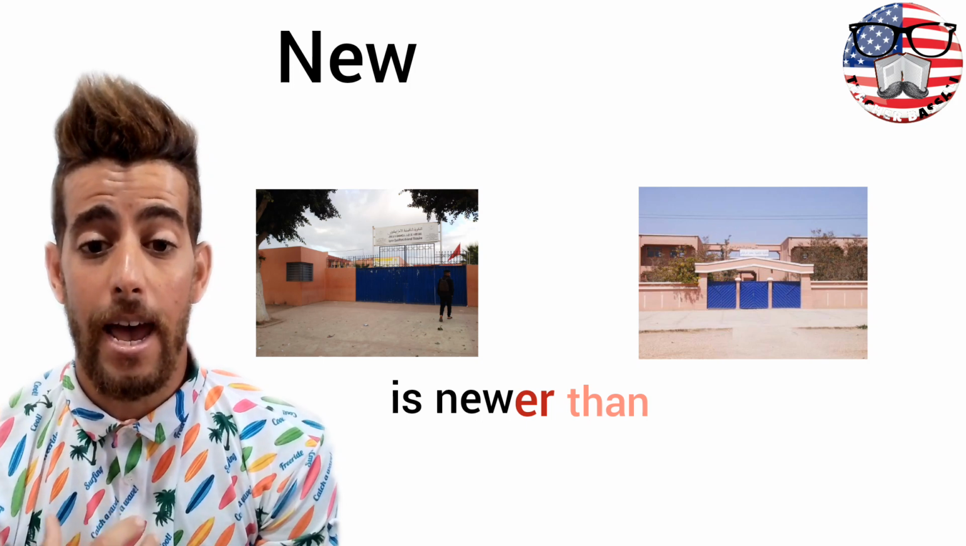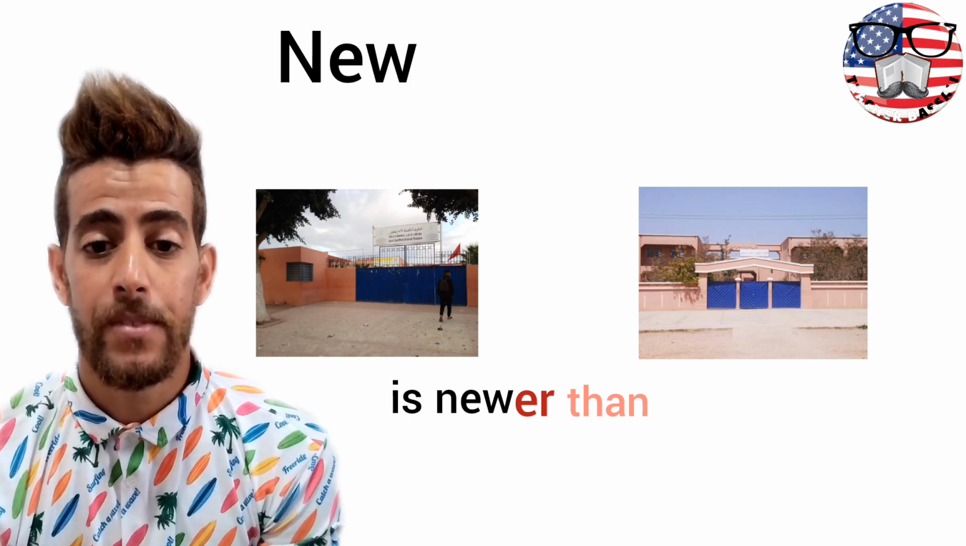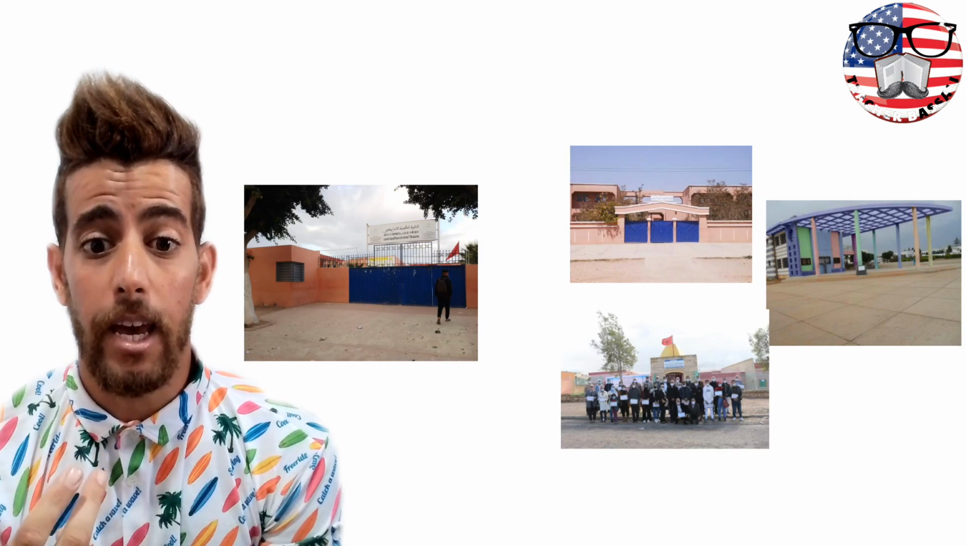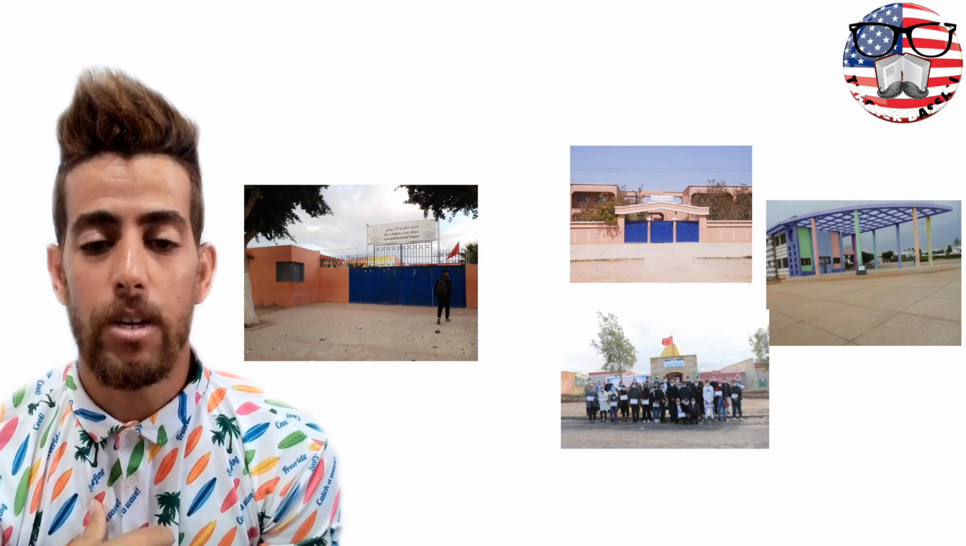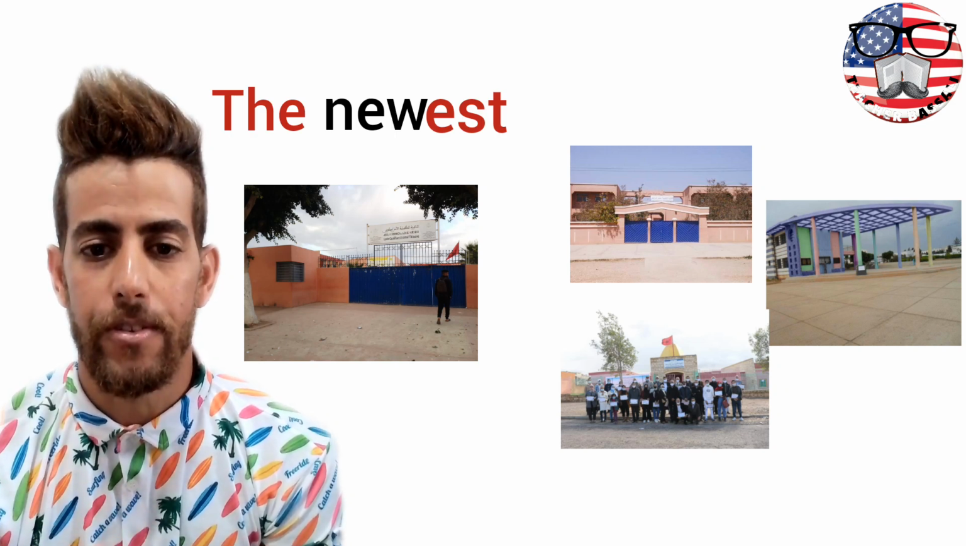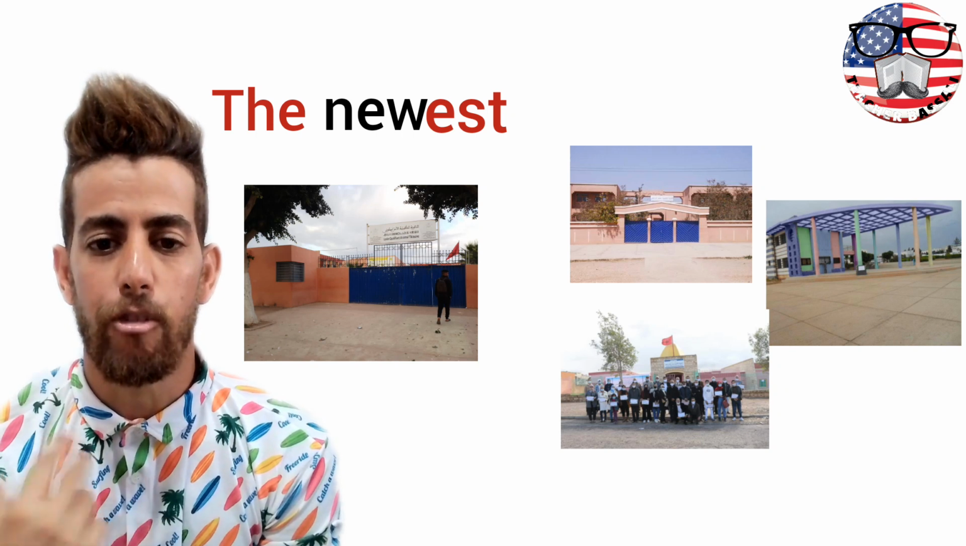Here I am comparing 2 high schools, Amal and Derfofi. Amal is newer. Now let's have a superlative adjective comparing Amal High School to the other high schools in the area. So Amal High School is the newest high school in the area, the newest, comparing it to the other high schools. That's it, comparative and superlative.